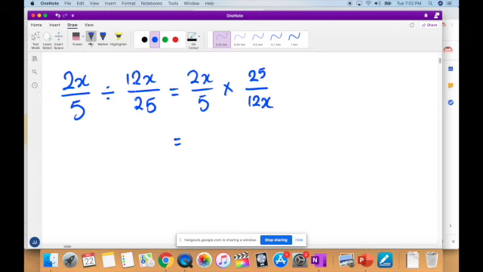5 times 25, 5 there's 1, that's 5. And 2x to go into 12x, well, the x's will cancel, and 2 into 2 is 1, 2 into 12 is 6. So this is 1 over 1 multiplied by 5 over 6. So the answer is 5 over 6.